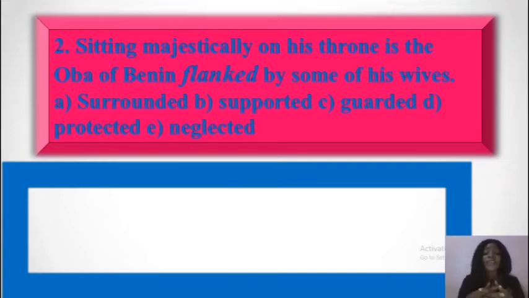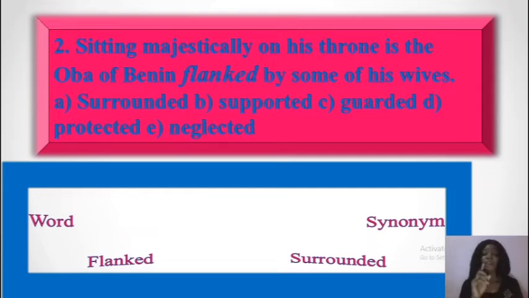Because from the expression, there is no atom of an attack. So he couldn't have been attacked by his wives. And don't forget, he is the king. So there is no way his wives would have attacked him without the guards coming to his rescue. Now, the correct option for that italicized expression is surrounded. His wives surround him. He was surrounded by his wives, not attacked.